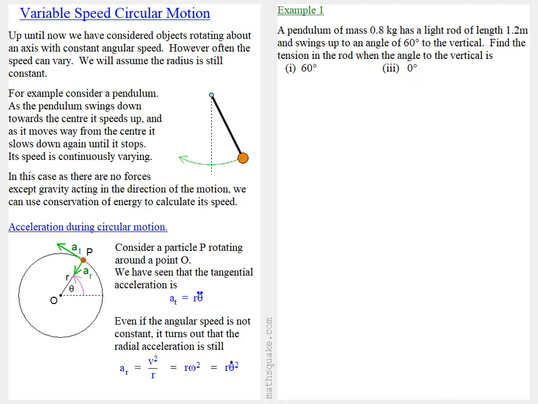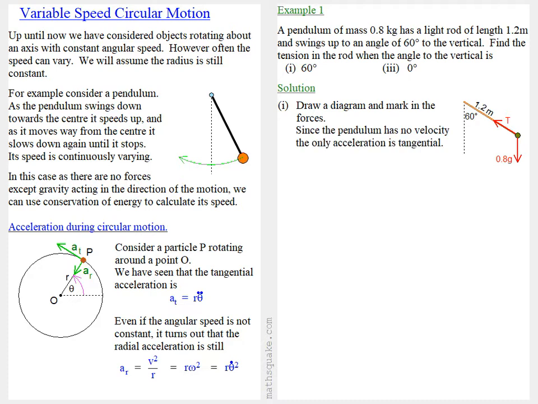In part 1, we have to find the tension in the rod when the angle to the vertical is 60 degrees. Well, to solve this, we have to draw a diagram and mark in the forces. First of all, we've got the weight, which is 0.8g, where g is equal to 9.8. We've then got the tension in the rod, which we can call T. And since the pendulum has no velocity, the only acceleration is tangential to the circle.